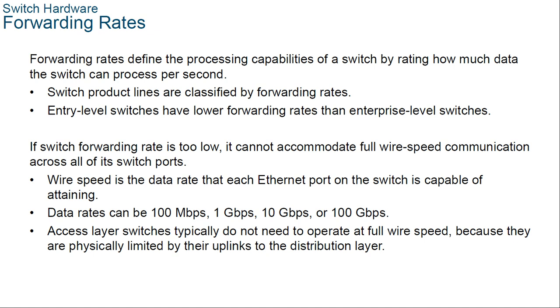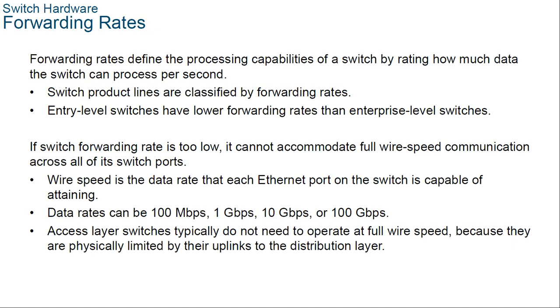So forwarding rate defines the processing capabilities of the switch by rating how much data the switch can process per second. Although they have a bandwidth, for example, 1 gig per port, if the processing capabilities cannot offer a bigger forwarding rate, it will reflect some delay and performance issues, especially when involving critical infrastructure.